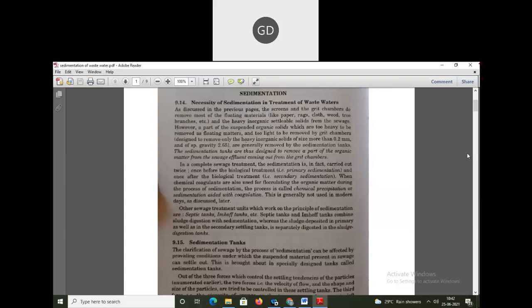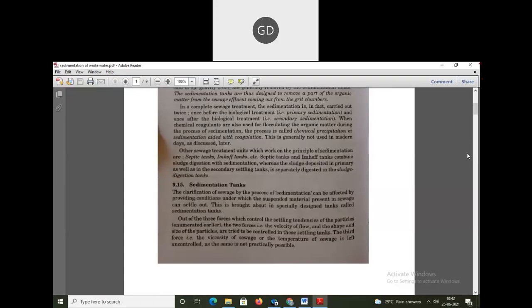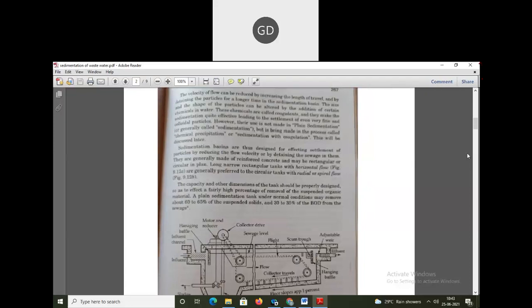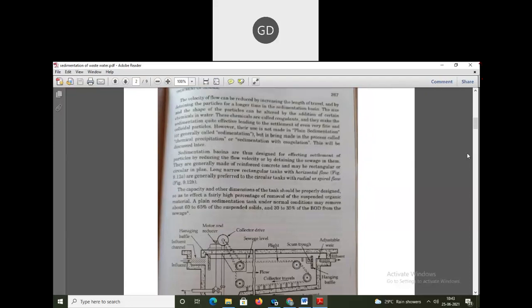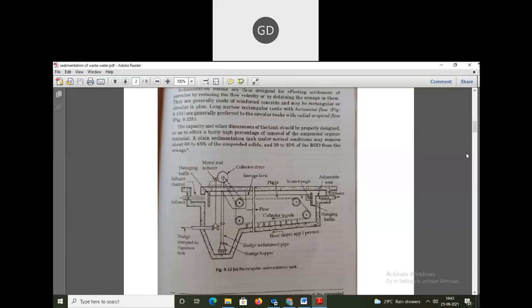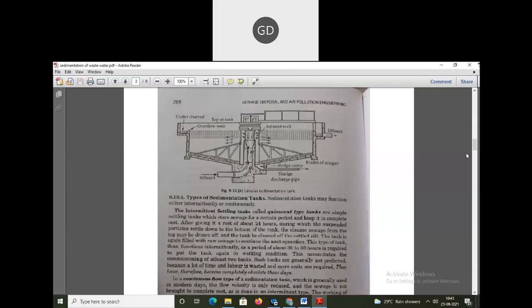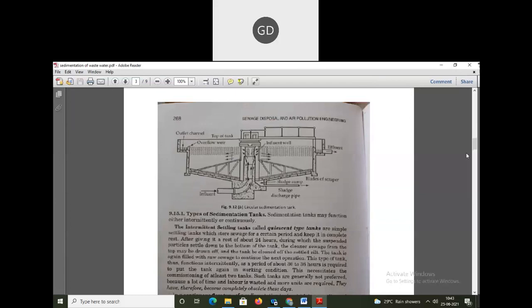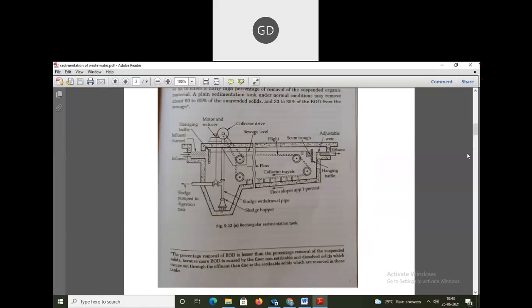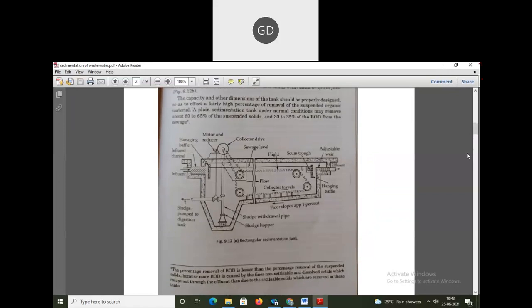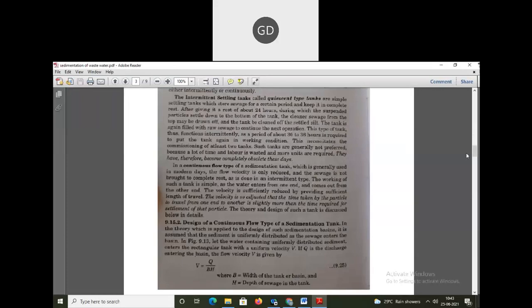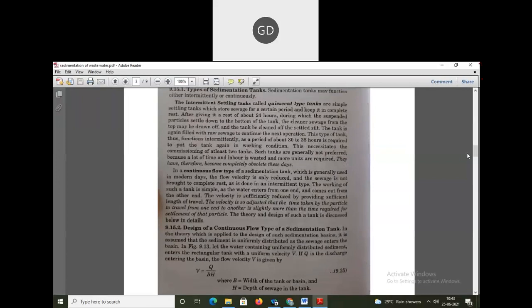Now we have some sedimentation tanks. We have already studied sedimentation tanks in our raw water engineering. We have rectangular sedimentation tanks and circular sedimentation tanks, which we already discussed in our last module. I just want to revise it, showing you the components of a sedimentation tank. You should know what things are there in a sedimentation tank.